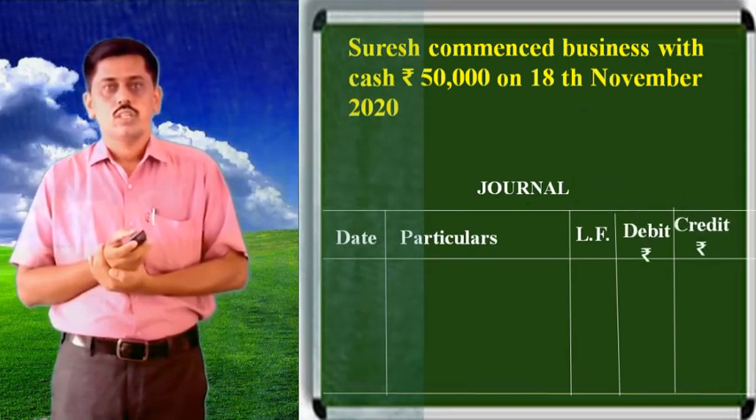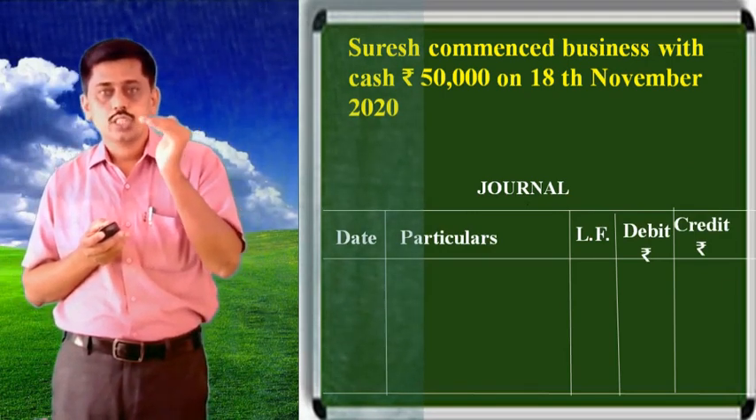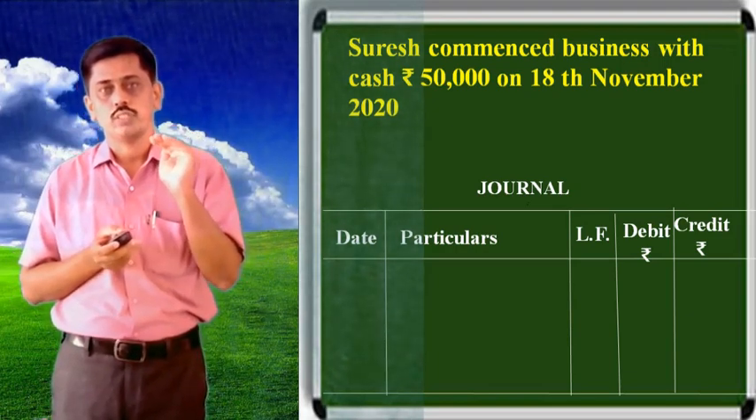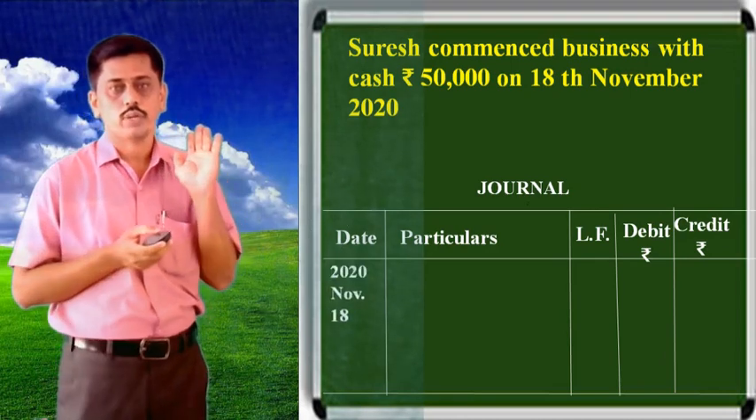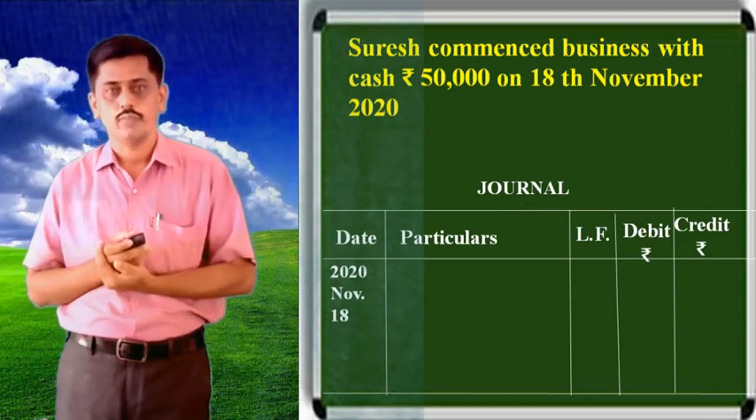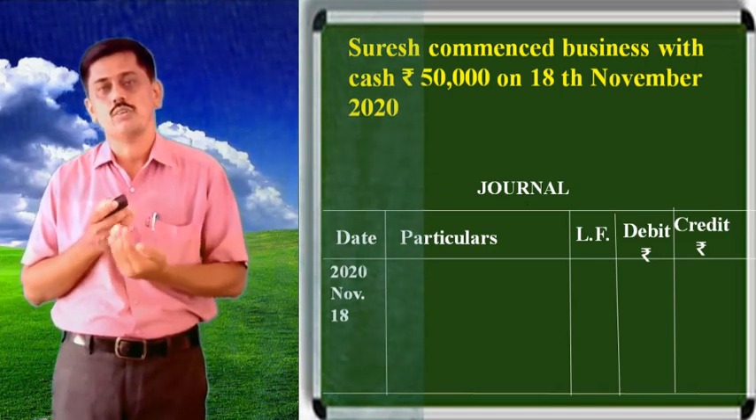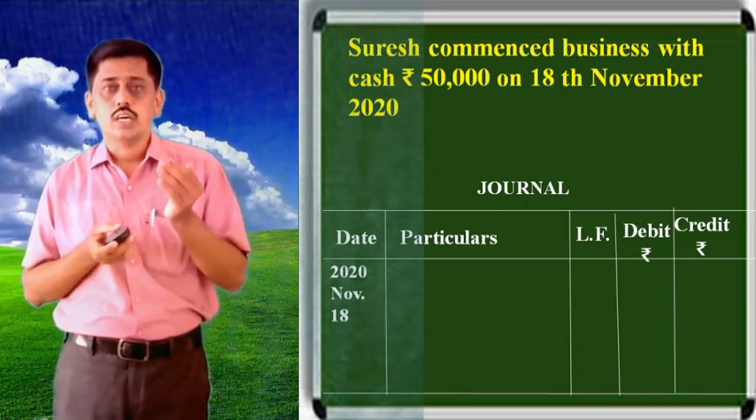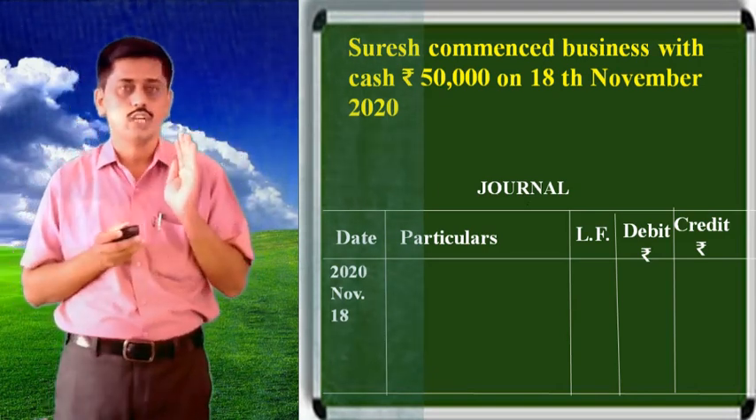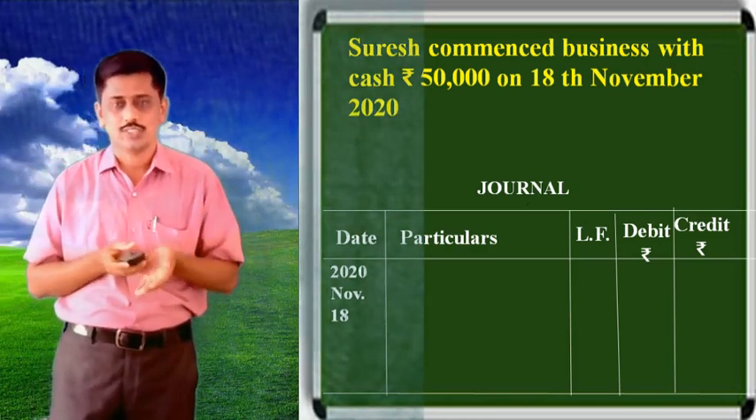Ready? Then what step we are supposed to follow? Suresh commenced business with cash rupees 50,000 on 18th November 2020. Date column is meant for recording the date of transaction, 2020 November 18. Particulars column is meant for recording the account to be debited and account to be credited. Here, first step is we have to identify the accounts involved in this transaction.